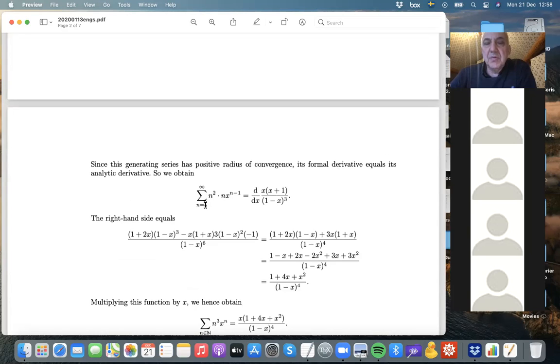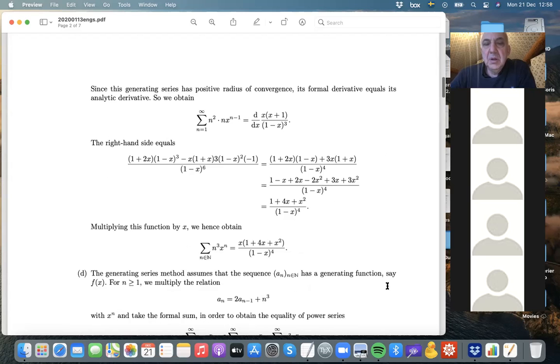It's a summation from 1 to infinity of n cubed times x to the power n minus 1. If we additionally multiply it by x, we'll get the summation of n cubed x to the power n, and the right-hand side would be this thing multiplied by an additional factor x, and this gives us this answer. So that's what we want.